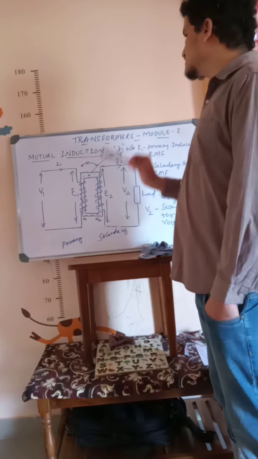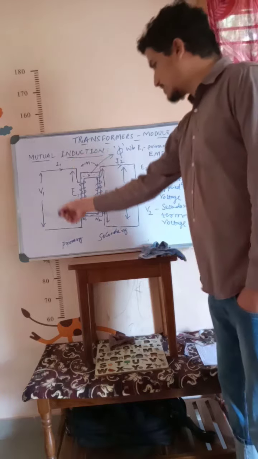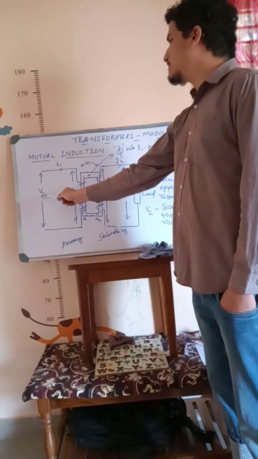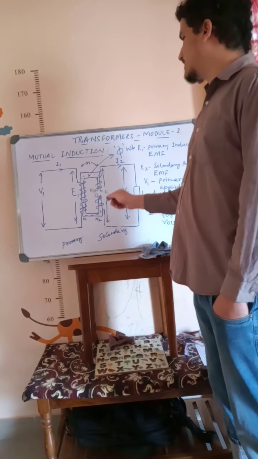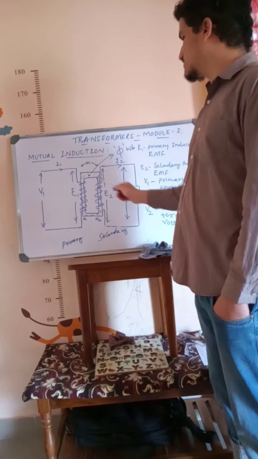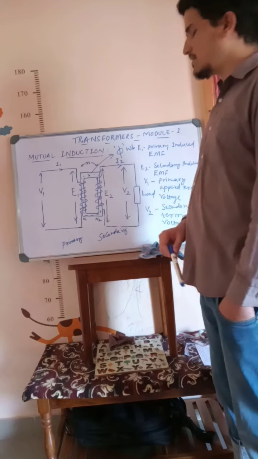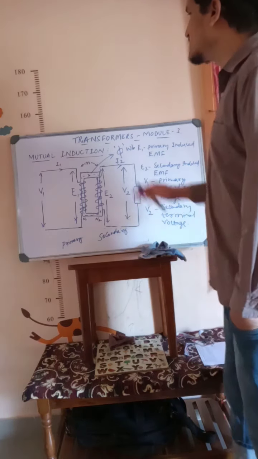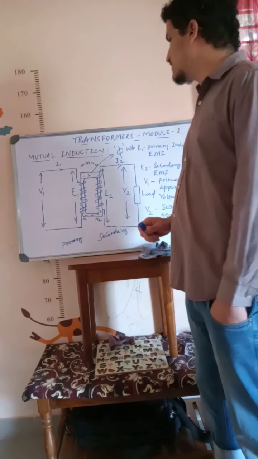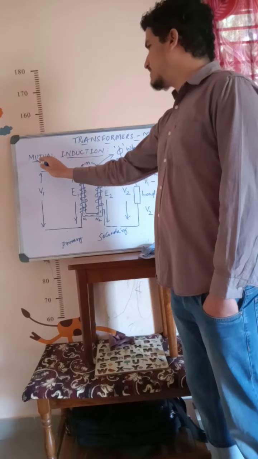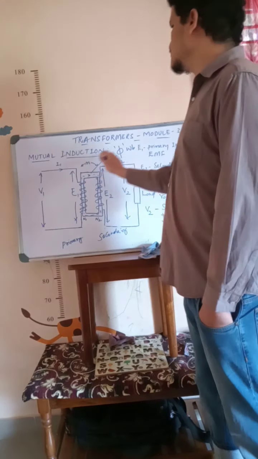So this is the notation I am following. V1 is the applied voltage, I1 is the primary current, E1 is the primary induced voltage, E2 is the secondary induced voltage, I2 is the secondary current, V2 is the secondary terminal voltage. Now we shall understand the principle of transformer. Here the transformer mainly works on the principle of mutual induction.